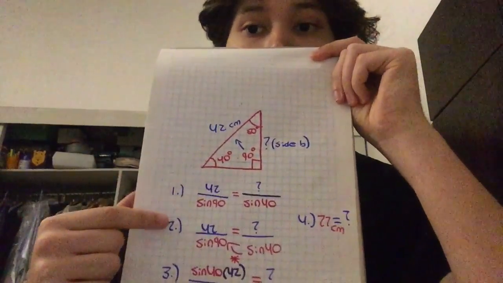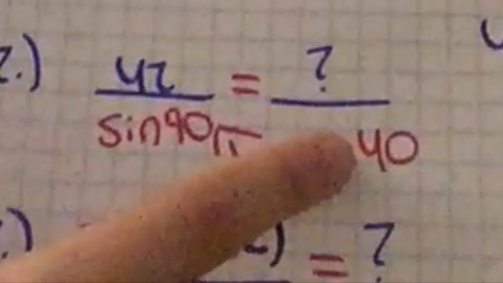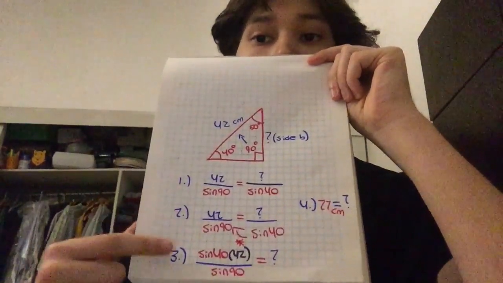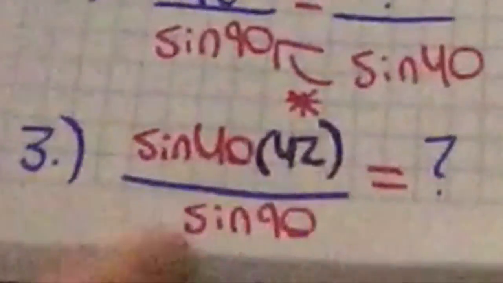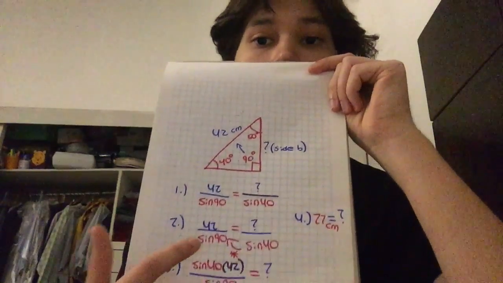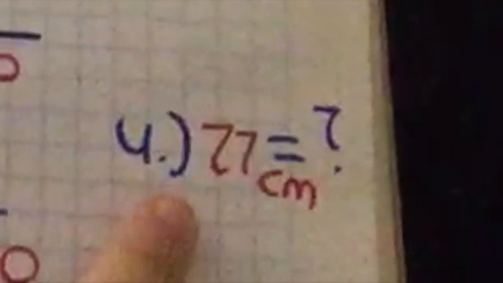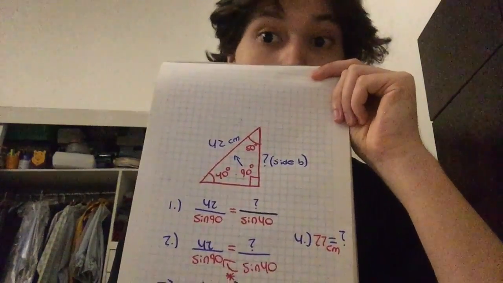to find. On the second step, we're going to pass the sin 40 over to the other fraction as a multiplication, because it's the denominator. Then on the third step, we do the multiplication in a calculator. And then at number 4, our answer is going to be approximately 27 centimeters for our missing side B, which is right over here. So we're pretty much done at this point, because the next side is basically the same process, but I'll still show you again.